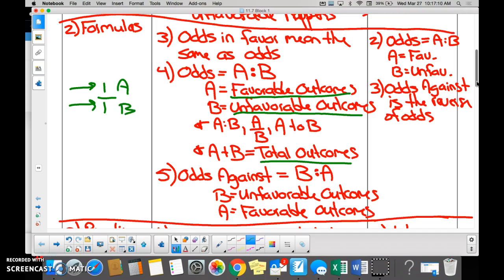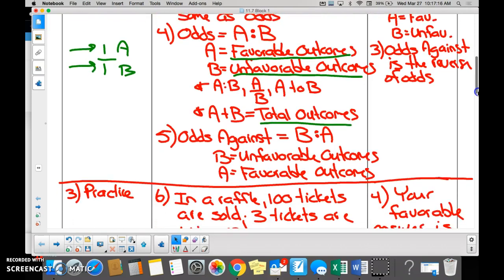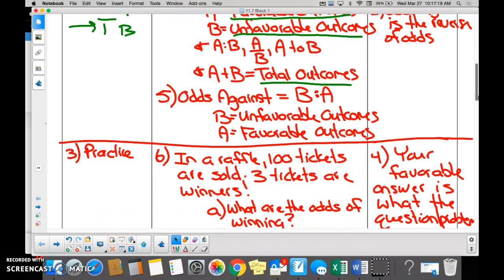So the total number of outcomes in odds would be A plus B, because this is my A and this is my B, right? So in flipping a coin, how many possibilities are there? 2. Okay, so with odds, you just add up the two numbers for possibilities. Odds against is just the opposite. It's B over A. So you literally are going to flip or invert the odds in favor formula so that you have odds against.